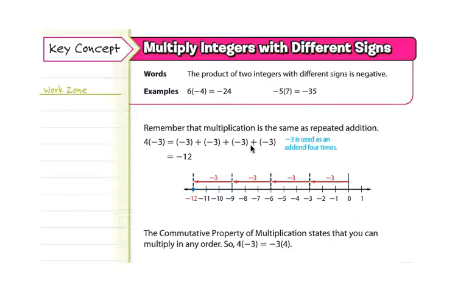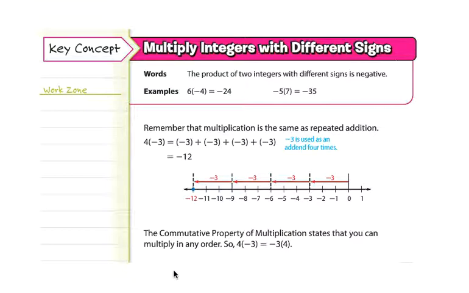So remember that multiplication is the same as repeated addition. So 4 times negative 3, okay? Negative 3 can be used as an addend 4 times. So after the first time, we're going left on our number line. All right, so negative 3, starting from 0. So subtracting 3, subtracting another set of 3, a third set of 3s and a fourth set of 3s. We should have a negative 12 there, okay?